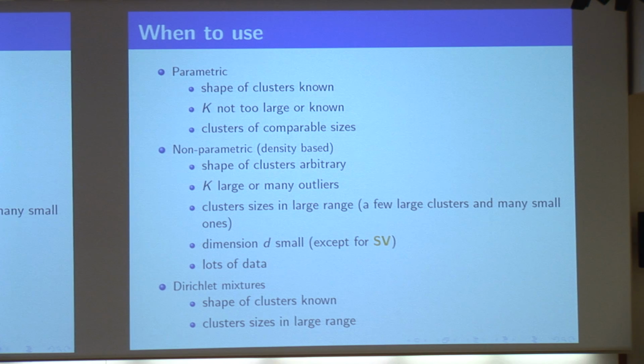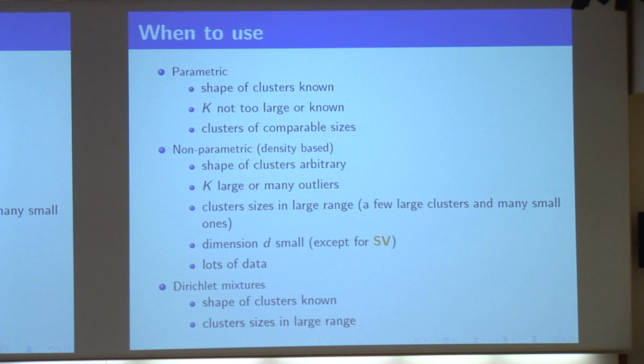For non-parametric clustering, some methods admit arbitrary cluster shapes. So all the ones based on density estimation or density level sets admit arbitrary cluster shapes. They are very good and highly recommended if you expect many small clusters, or many outliers, or any huge variation in cluster sizes. But some of them are restricted to the case when you have small dimensions. Not all of them. You can go around.